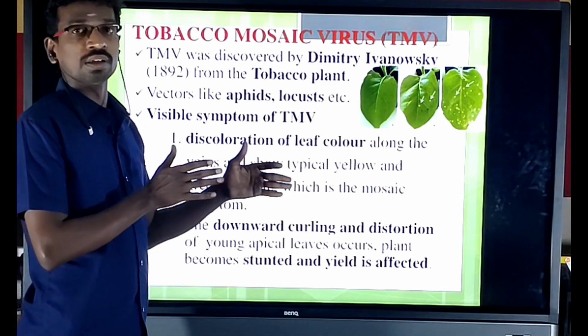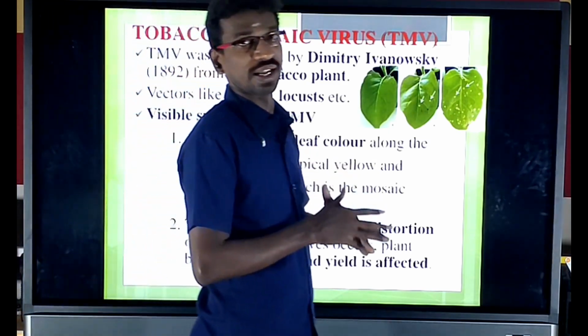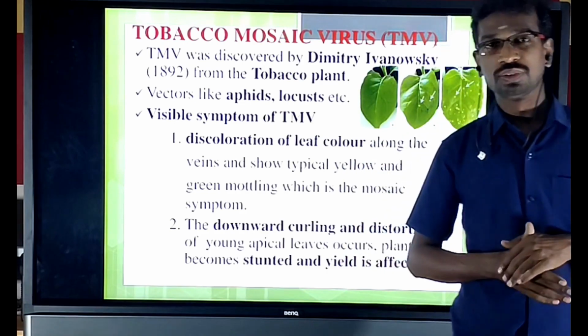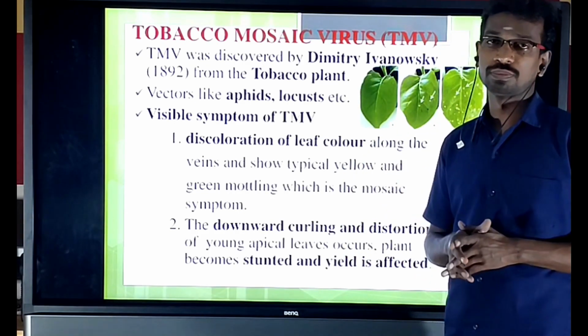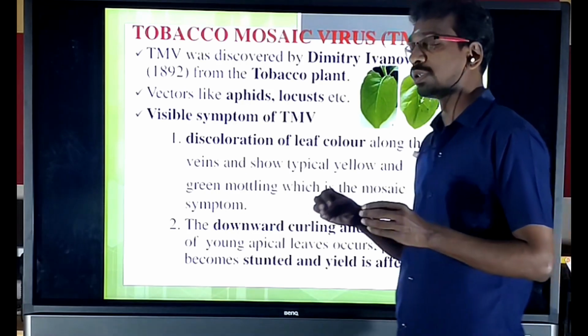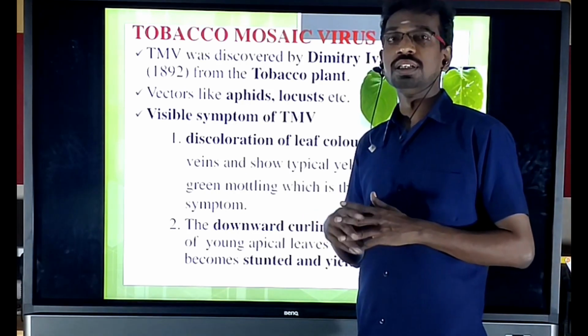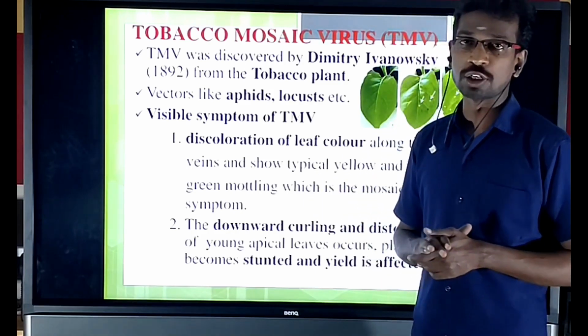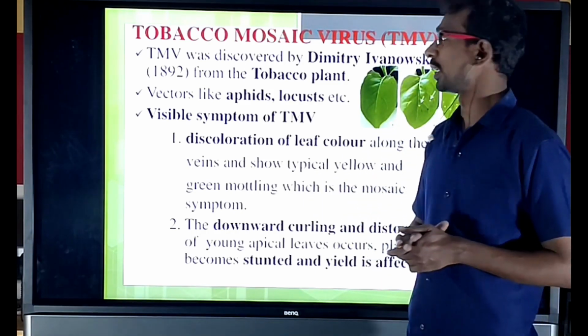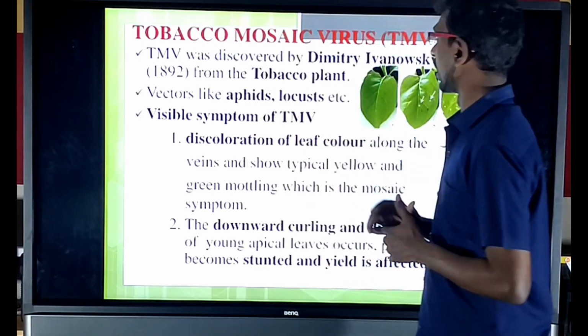So we have finished the classification of viruses and the viral genome. Now we are going to see the type study of viruses. In our textbook they have given two viruses, that is bacteriophage and TMV, tobacco mosaic virus. Okay, so now tobacco mosaic virus.